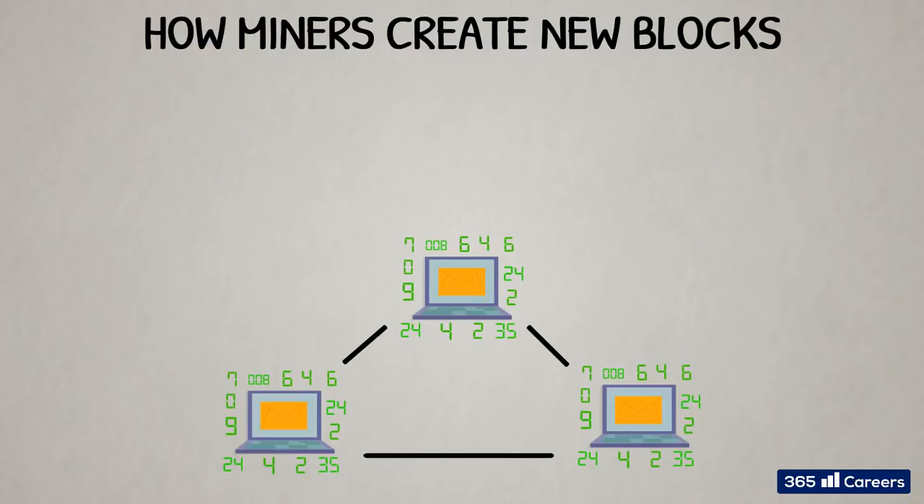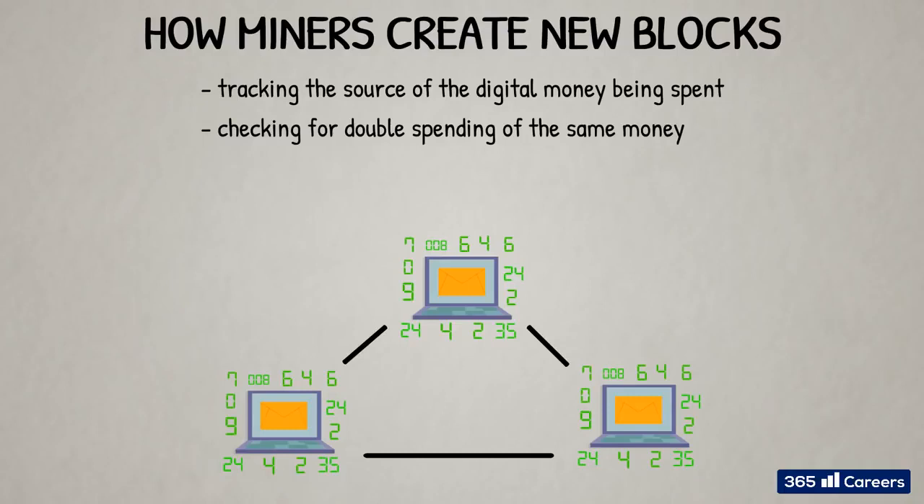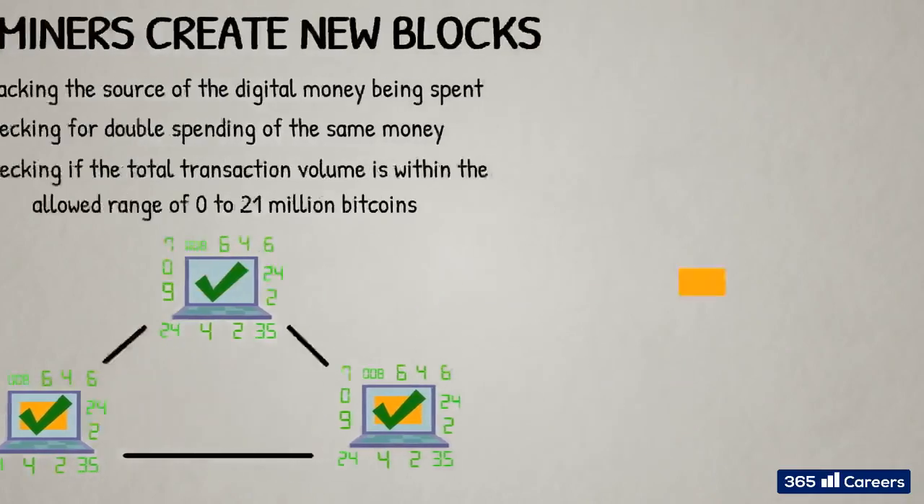Upon receiving such data, each node independently verifies each and every transaction against a long list of criteria, including tracking the source of the digital money being spent, checking for double spending of the same money, checking if the total transaction volume is within the allowed range of 0 to 21 million bitcoins, as 21 million is the maximum total supply of Bitcoin allowed by the system. And the list goes on. The Bitcoin software installed on the node performs a number of other checks and balances.